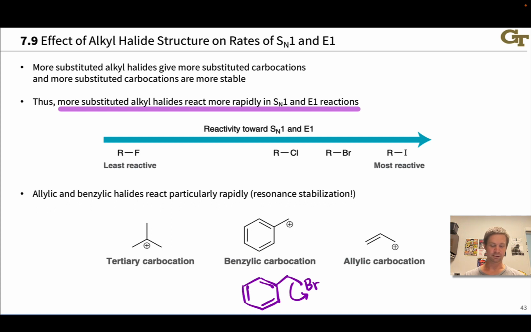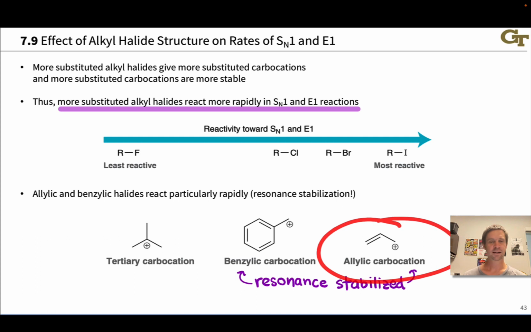And we can see that benzylic carbocation up above, and it's actually a good opportunity to pause the video and draw resonance structures if you need to make sure you can see that this cation is resonance stabilized. Same goes for allylic halides. Allyl bromide, allyl chloride. These can lose a halide anion to produce a resonance-stabilized allyl cation, and so those alkyl halides react relatively rapidly in SN1 and E1 reactions.